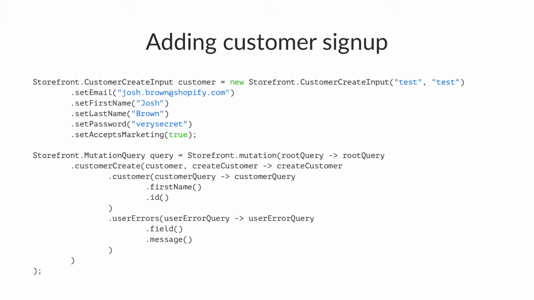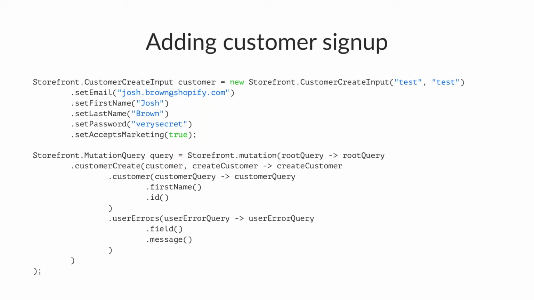Once you've defined the customer create input, then you're ready to build the query. And this looks a lot like what we were doing previously with the query operations, but it's a little bit different because we're going to be providing the customer create input that we just created. And again, what we'll be asking for is, once we've created the customer, Shopify would like you to send us back the first name of the customer that was created, and then also the ID.